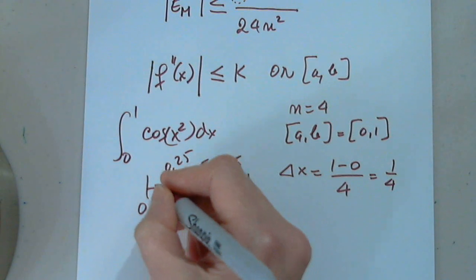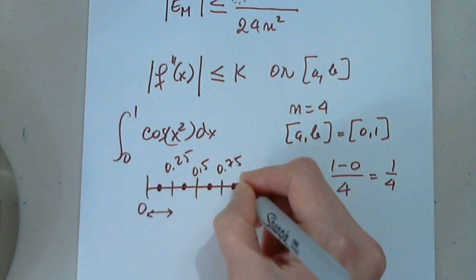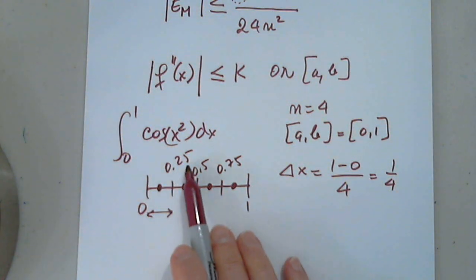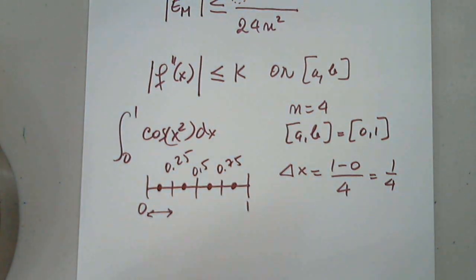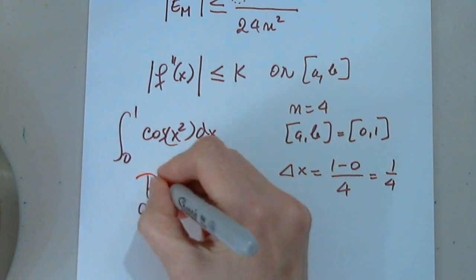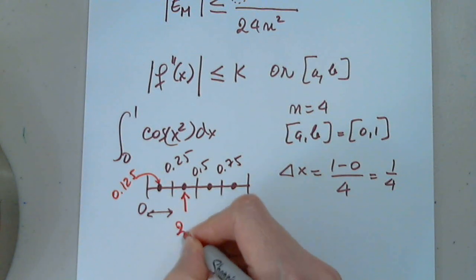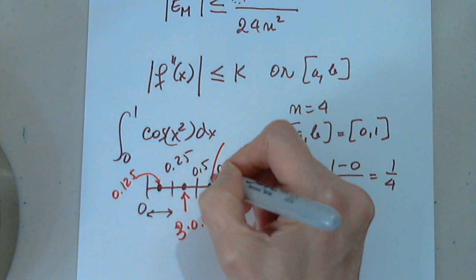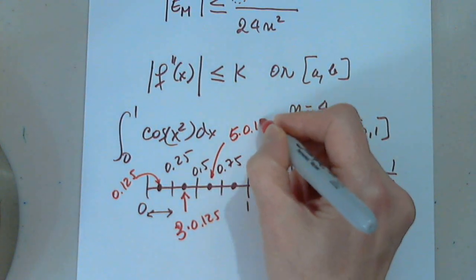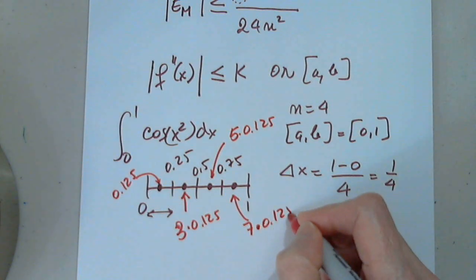In order to determine a midpoint, I know that 0.25 divided by 2, because that's half, is the midpoint. Let me use a different color here. So this point here is 0.125. This point here is 3 times 0.125. This point here is 5 times 0.125. And of course, this one is 7 times 0.125.